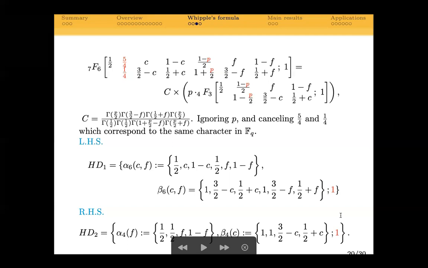Okay, so we have now 2 Galois representations. This, as I mentioned, is 4 plus 1, and the right-hand side is 2 plus 1. Okay, any questions so far?